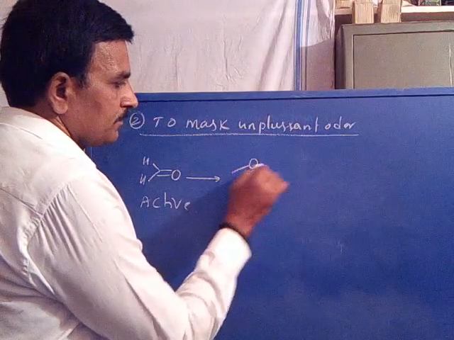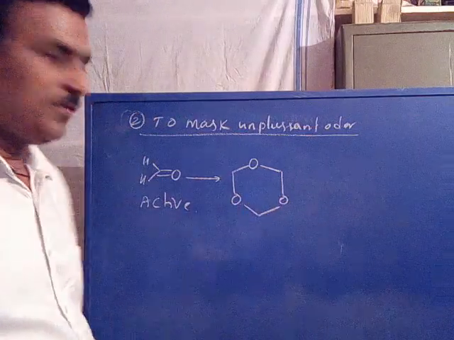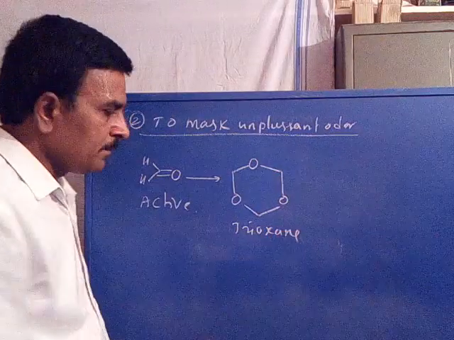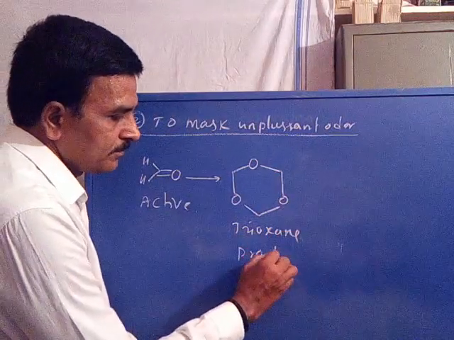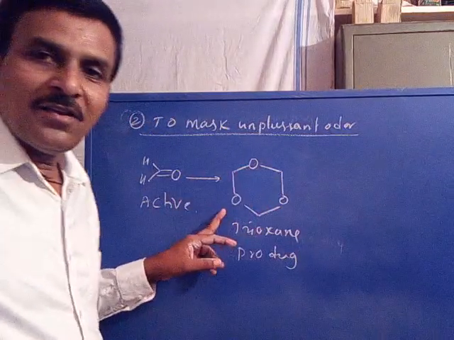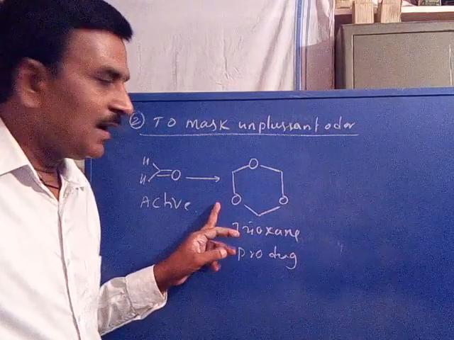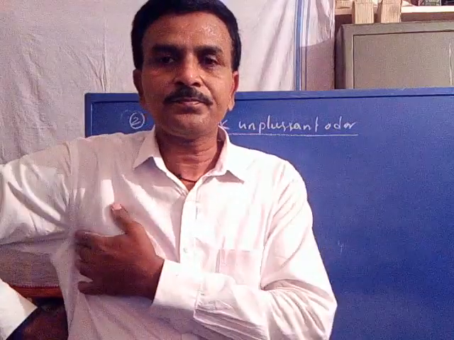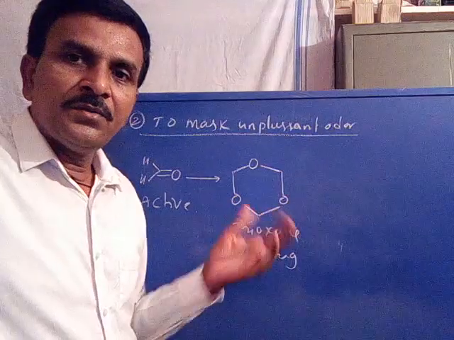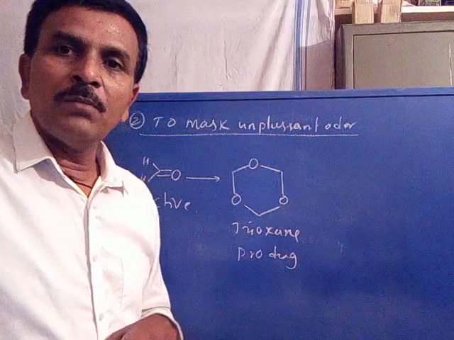Trioxane. Trioxane is a prodrug. Prodrug for what? Prodrug for formaldehyde. Now trioxane is a colorless, odorless, solid powder. Being an odorless, colorless powder, it is easily taken through the mouth. So this can be easily taken through the mouth.